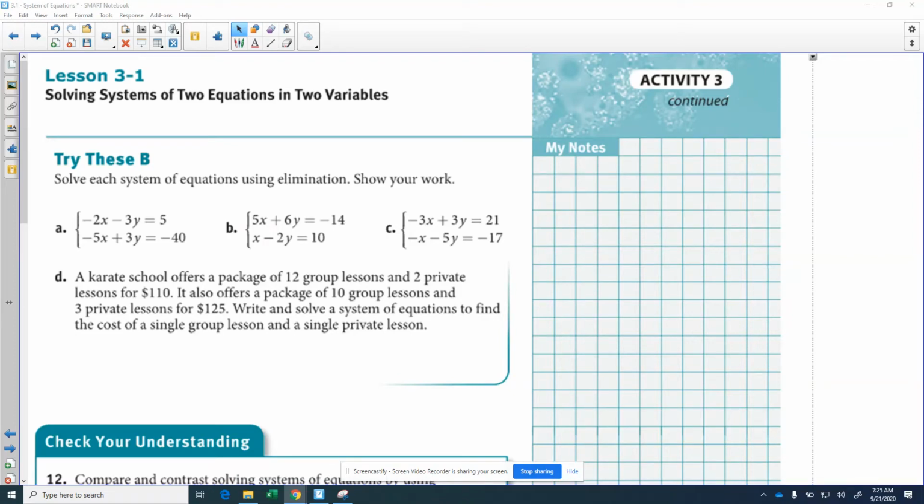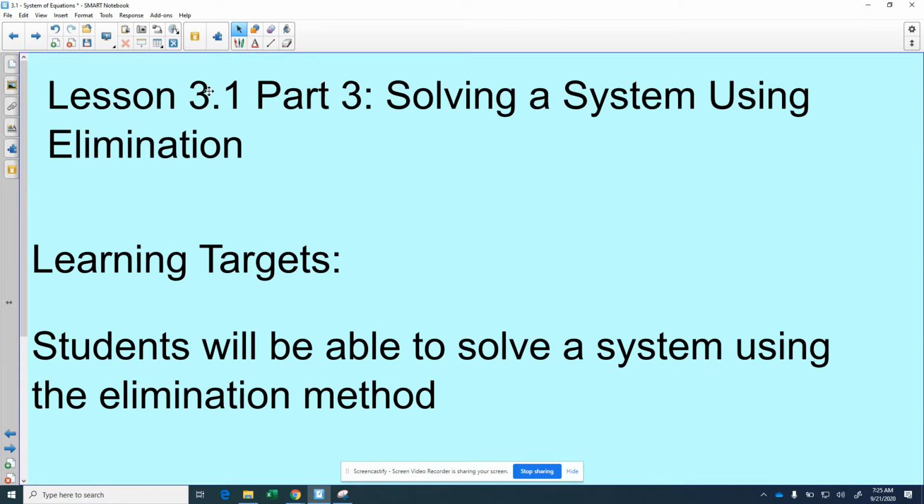Good day, everyone. Today we're going to be talking about our third method within lesson 3-1, which is solving a system using elimination. So far, we've already talked about graphing and substitution. This will be our last given method, using elimination to solve it out, before we actually get into the final step, which is going to be the word problems of this lesson.